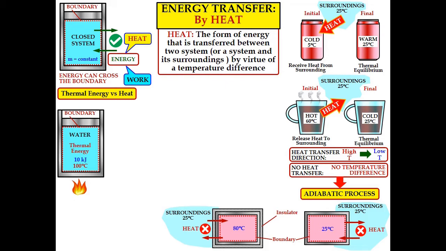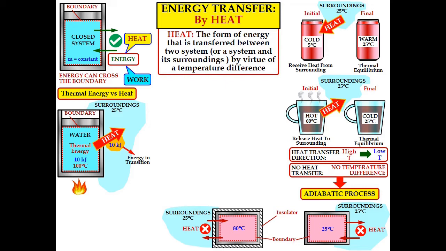So the energy that's stored in the water we consider as thermal energy. And let's say the surrounding temperature is 25 degrees Celsius. Due to the temperature difference, we will have heat transfer from the hot water to the surrounding. Let's say the system transfers heat to the surrounding, around 10 kilojoule. So this 10 kilojoule of heat transfer we consider as energy in transition.